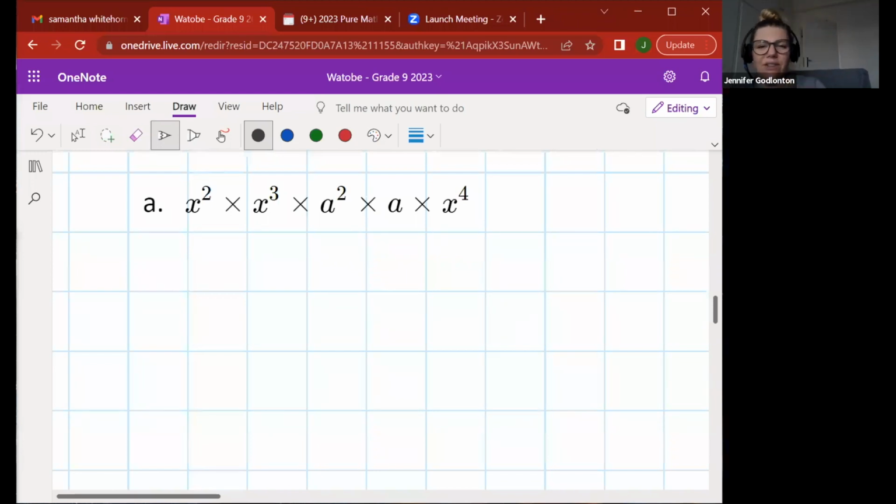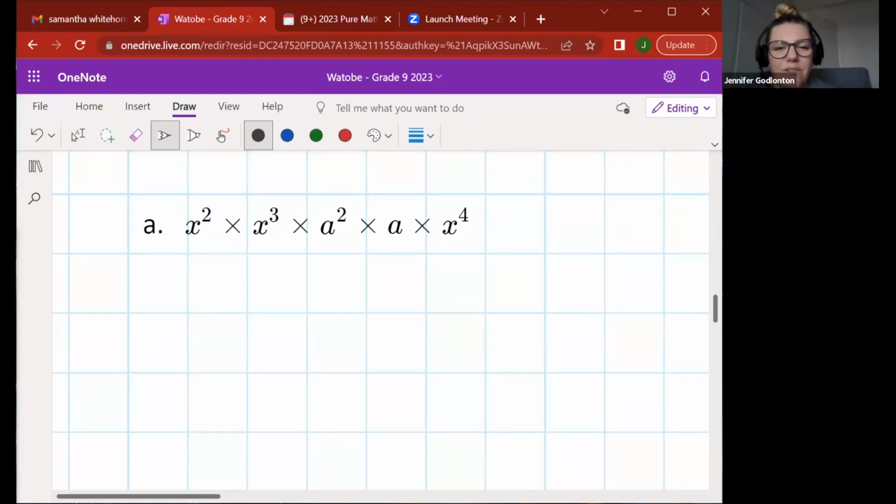Okay, so let's have a look here. Here we've got x squared times x cubed times a squared times a times x to the power of 4. Think about what you've got to do here. Think about how your bases work. Think about what it means. Think about what we can add. It would be great if everyone could get this question 100% right. I'll be so excited.